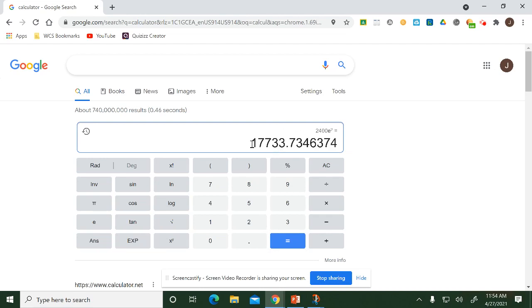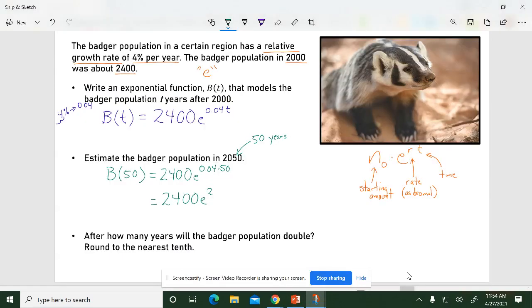And I will get this right here. I'm going to round to the nearest badger. So it's going to be 17,734 badgers, approximately.